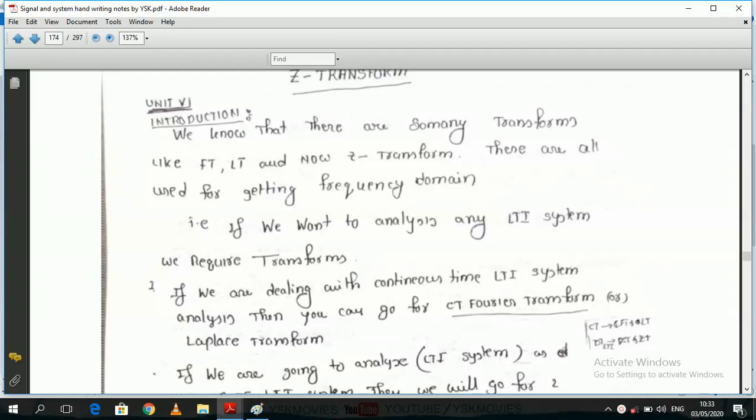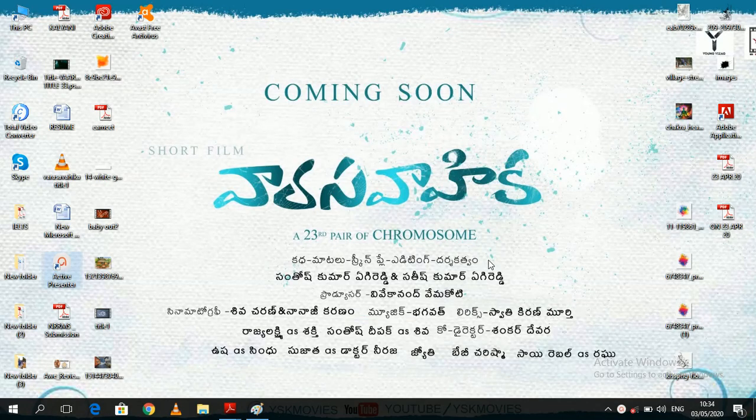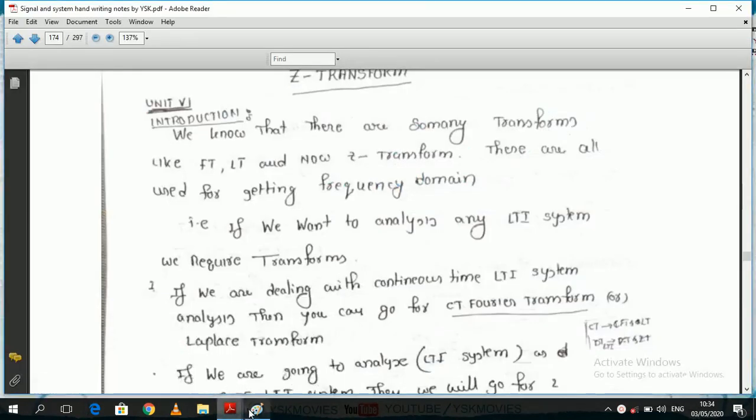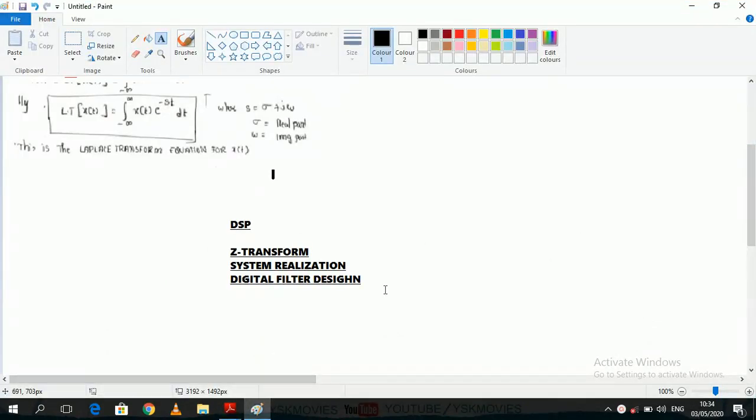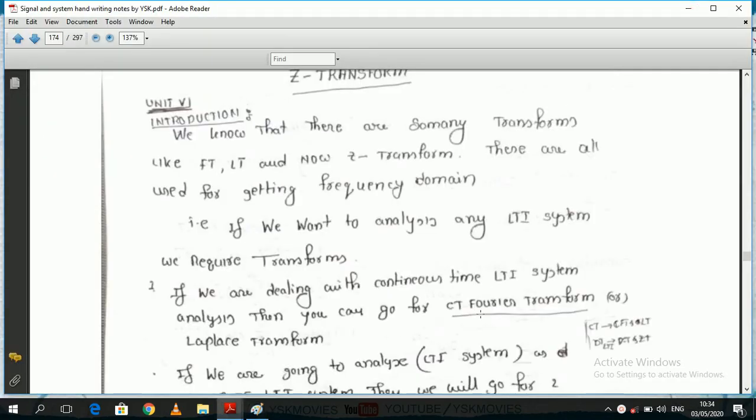Hi everyone, in this video lecture, I would like to explain Z transform, which must be used for digital signal processing. Before that, you should know one thing. In digital signal processing, the main topics involved are Z transform, system realization, and digital filter design. Now we go for Z transform. I'm trying to complete the entire syllabus regarding Z transform, inverse, and ROC in a single video.